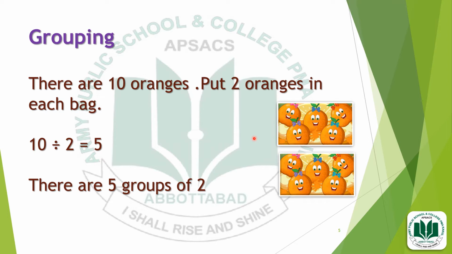They are called groups when total things are given and you have to know how many things you have to divide or give or put. This is called grouping. For this, we divide the numbers. We will divide 10 and 2. 10 divided by 2, the answer is 5, and this number 5 is the group, and we need 5 bags to put the 2 oranges. So we can say there are 5 groups of 2.